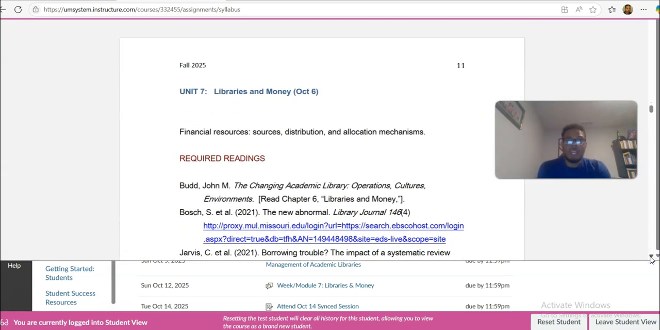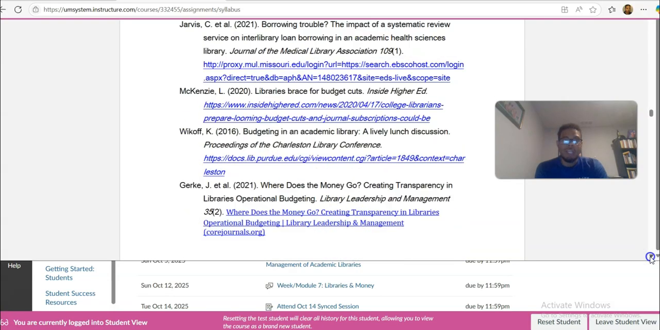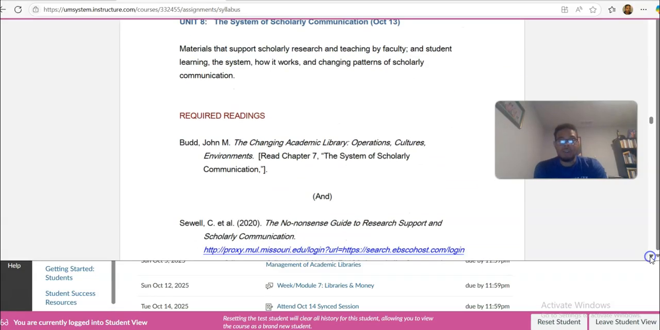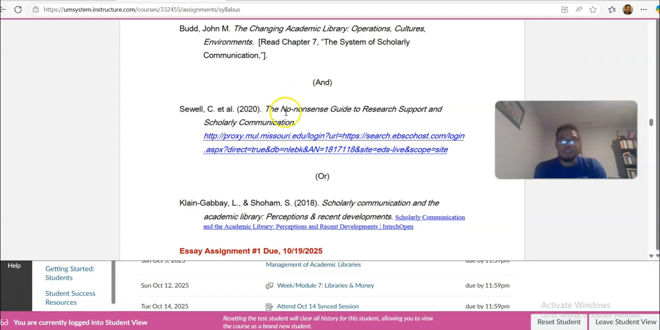Okay, libraries and money. So we will be talking about the finances, budgets, allocation mechanisms, and things like that. Going down further, the system of scholarly communication. This can actually be pretty interesting to some of you. If so, you might want to look into becoming a scholarly communications librarian.